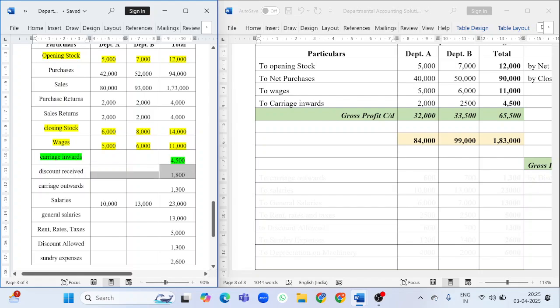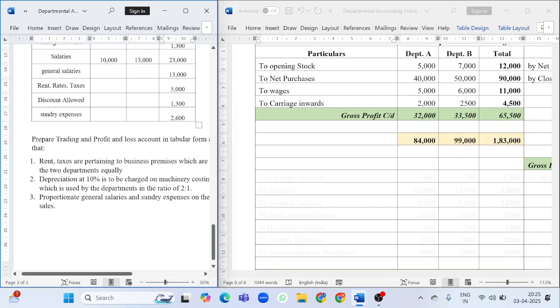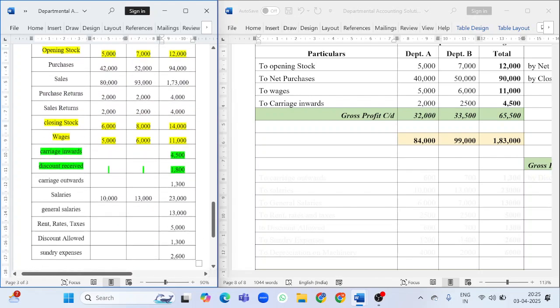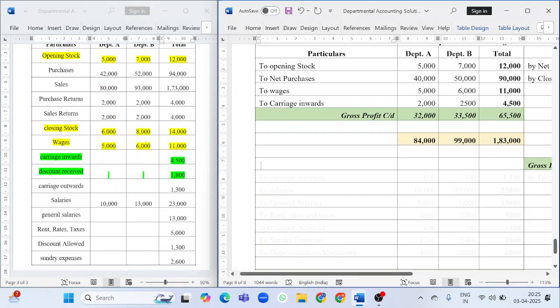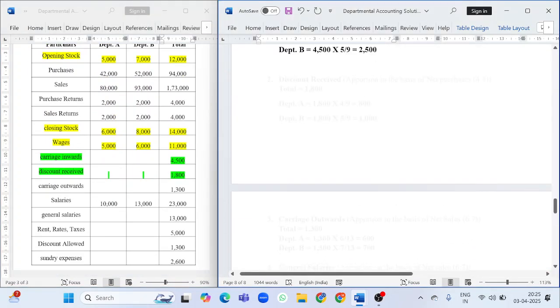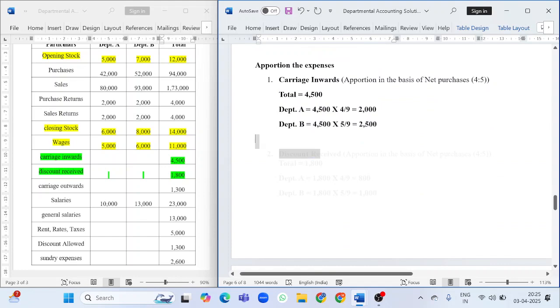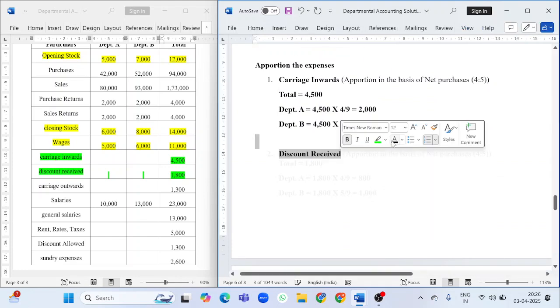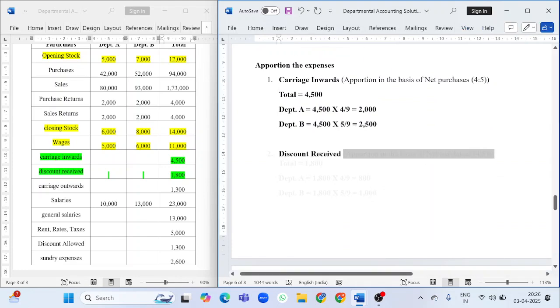But if you see, they have given only the common figure. Okay, discount received, that is 1,800, and they have not specified any rule for apportioning it, so we will be following the general rules. So first let us apportion this discount received. As per the rules, discount received will be apportioned on the basis of the ratio of net purchases, and our net purchases ratio is 4:5.